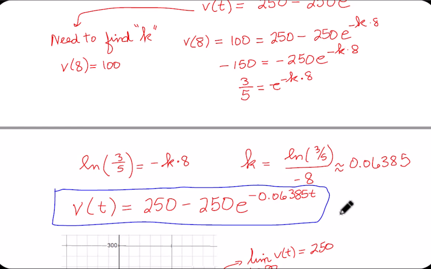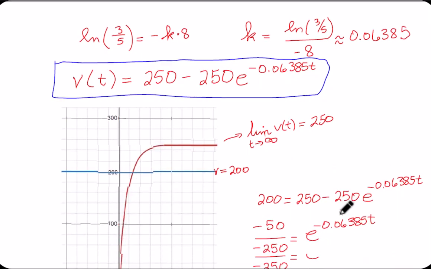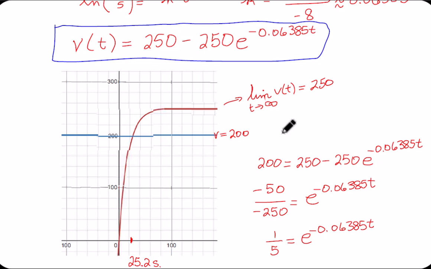And so what you can see here is as time goes to infinity, it's going to reach a limiting velocity of 250. It never gets there, but asymptotically. And so the question is, they asked, how long to get to 200?